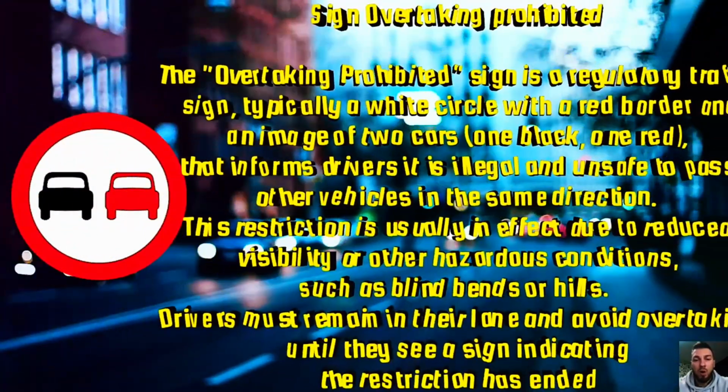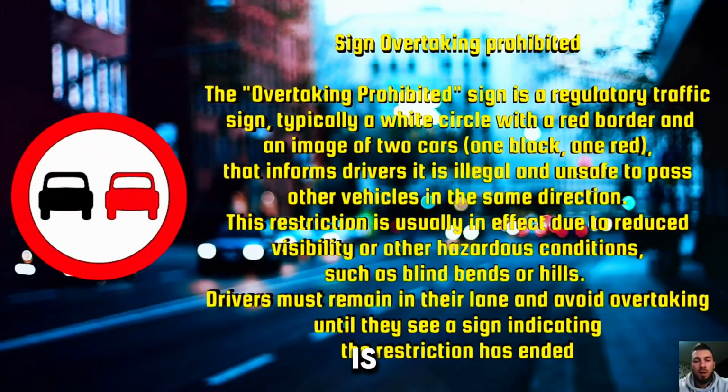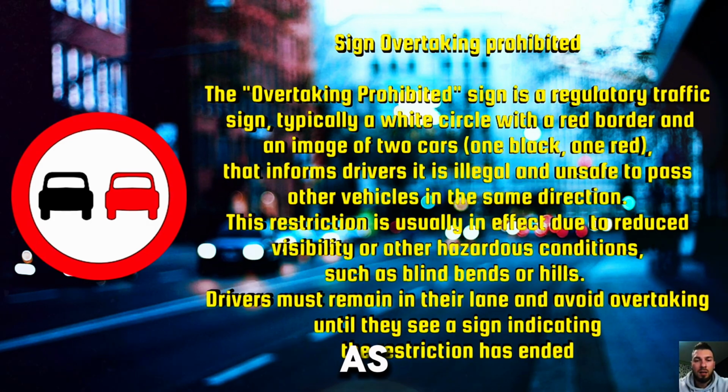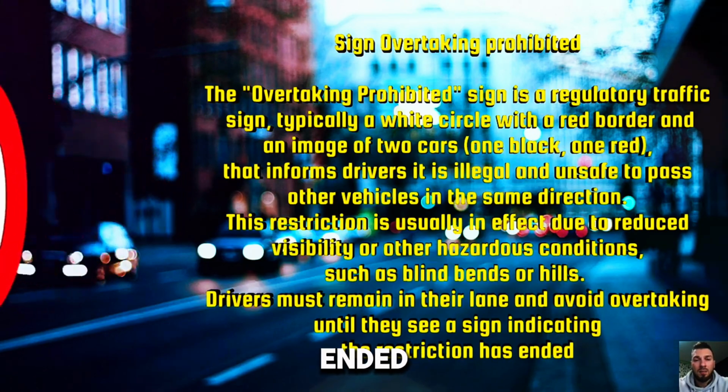Overtaking prohibited. The overtaking prohibited sign is a regulatory traffic sign, typically a white circle with a red border and an image of two cars, one black, one red, that informs drivers it is illegal and unsafe to pass other vehicles in the same direction. This restriction is usually in effect due to reduced visibility or other hazardous conditions, such as blind bends or hills. Drivers must remain in their lane and avoid overtaking until they see a sign indicating the restriction has ended.